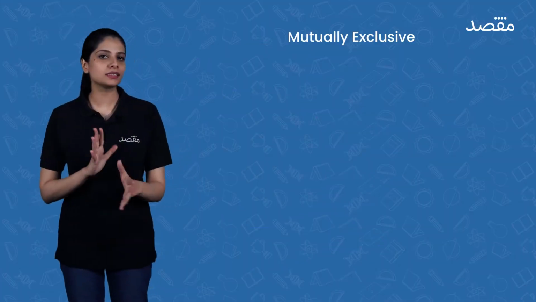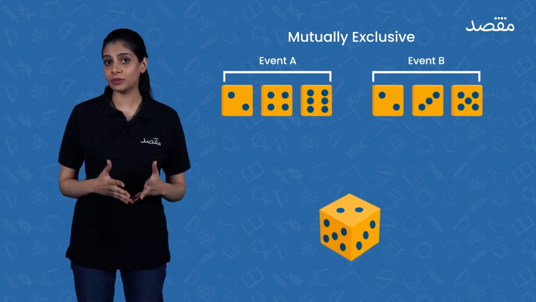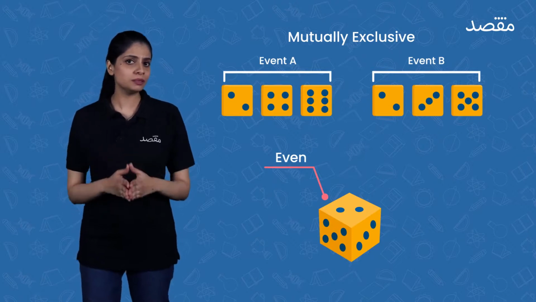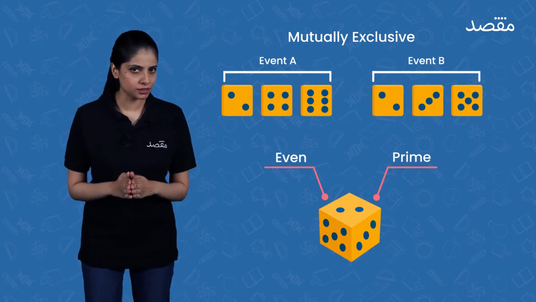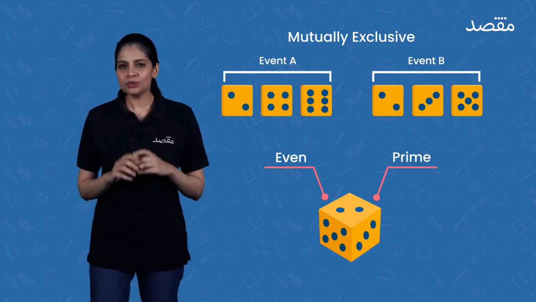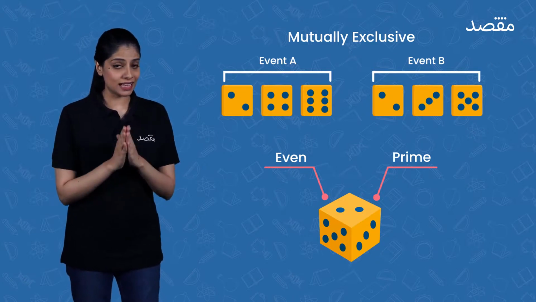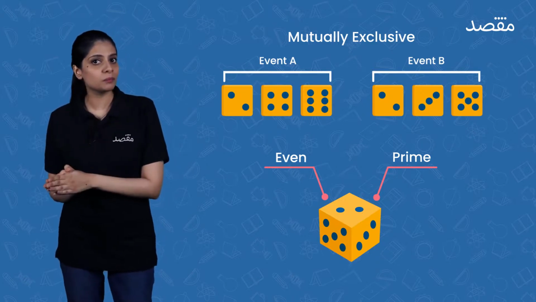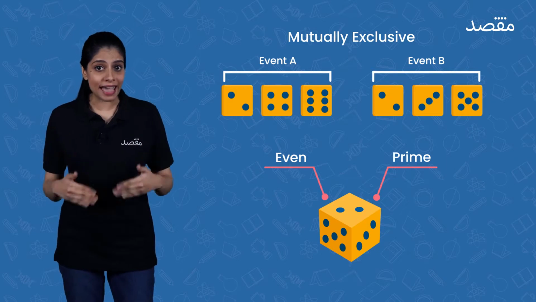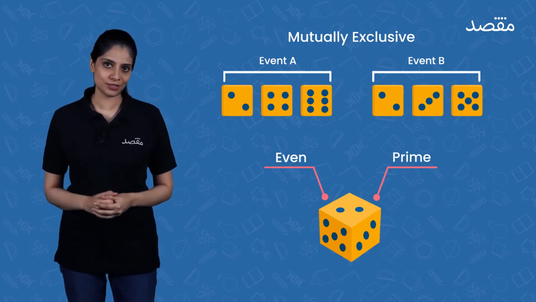Now let's look at another case. Let's say we have 2 events again. Event A being that we have to get an even number, and event B being we have to get a prime number. Are these 2 events mutually exclusive? Let's see. So what if we get a 2 at a throw of a dice? That's an even number as well as a prime number. So these 2 events can happen together. Therefore, they are not mutually exclusive events.